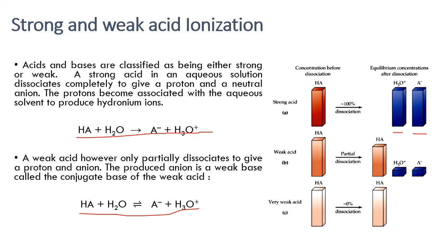For your weak acid, because we only have partial dissociation, the equilibrium concentration shows that you still have some of the weak acid molecules present and equal concentrations of hydronium ion and the conjugate base. Whatever portion of your weak acid actually dissociated, each time a molecule dissociated, it would produce equal concentrations of hydronium and the conjugate base. For your very weak acid, we will see that there's close to no dissociation at all.